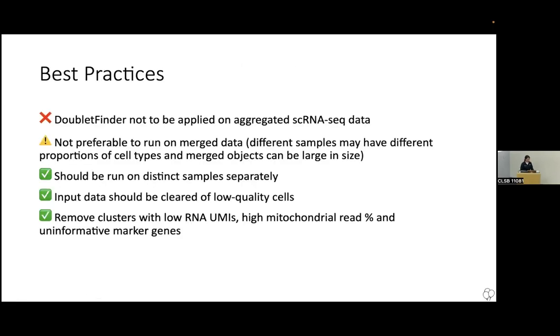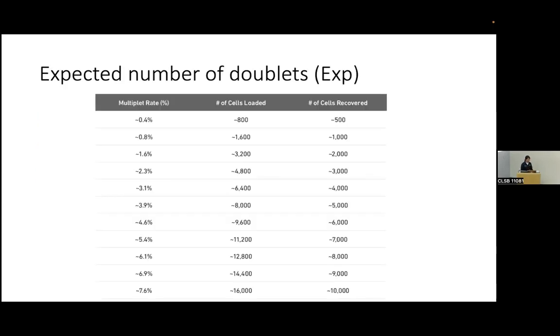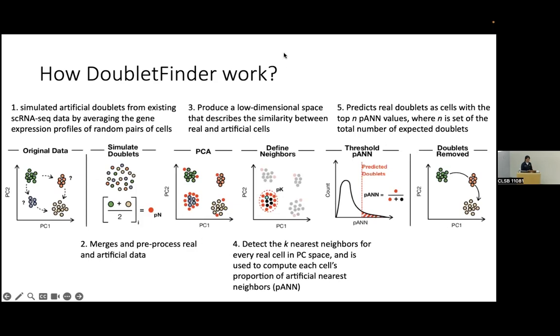For best practices, it is not suggested to apply doublet finder on aggregated single-cell RNA-seq data. It's not preferable to run on merged data because different samples may have different proportions of cell types, and merged objects can be large in size. So the previous step, as you see here, would be very, very slow if you have a merged data set.